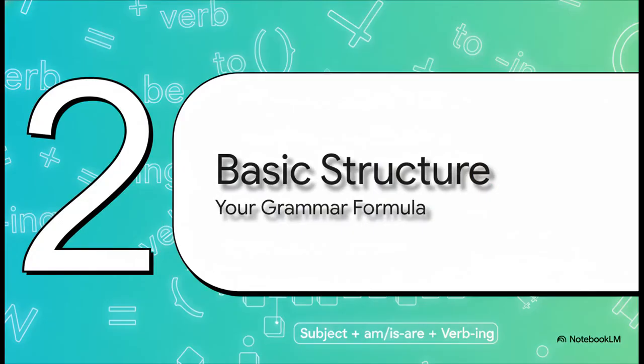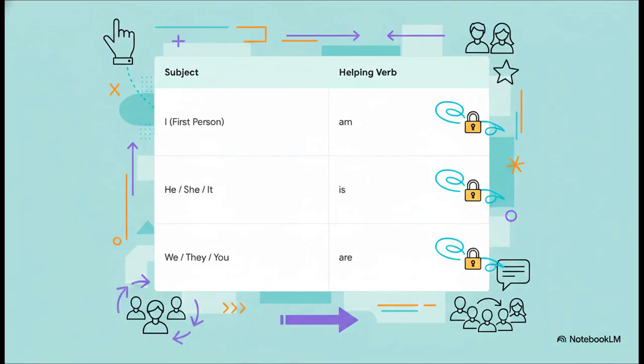Now that we know what it is, let's actually build that grammatical formula. Pay close attention to how strictly these helping verbs pair up with their subjects. This is literally the bedrock of your sentence, and you cannot mix and match them. First person, I, always, and I mean always, takes am. Singular subjects like he, she, or it take is, and your plural subjects, we, they, or you, take are. Lock this pairing into your memory right now because it honestly makes the rest of this a total breeze.